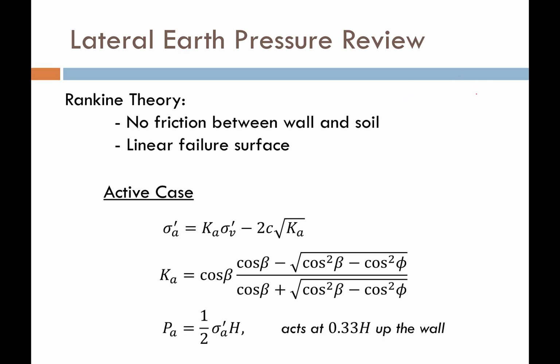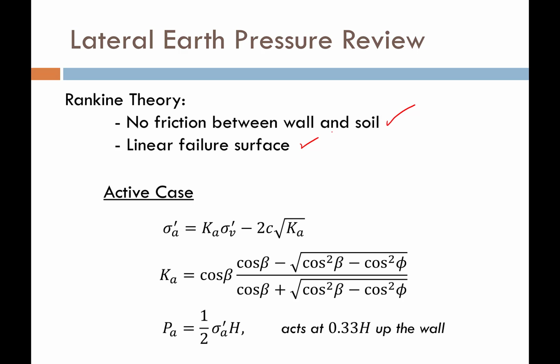Now, in that instance, the Rankine theory completely ignores friction between the retaining wall and the soil, which is probably the most critical assumption of the Rankine theory, or at least where it's the most wrong, because there's a lot of friction between the wall and the soil. It also assumes a linear failure surface or shear surface in the soil, which we also know is not true. So those are the two big assumptions that we make that aren't really accurate.